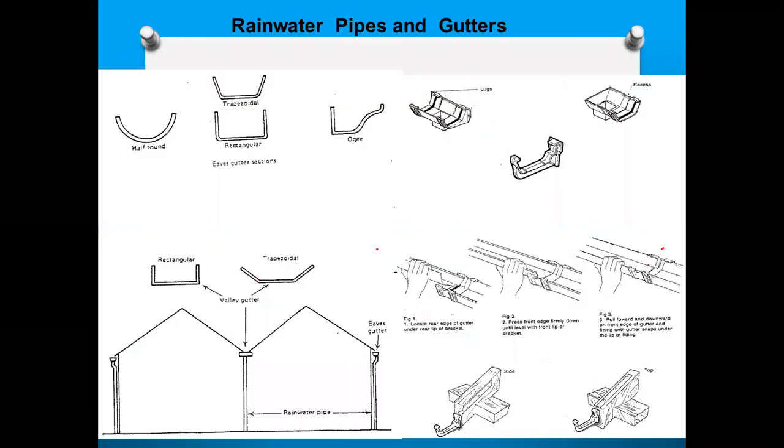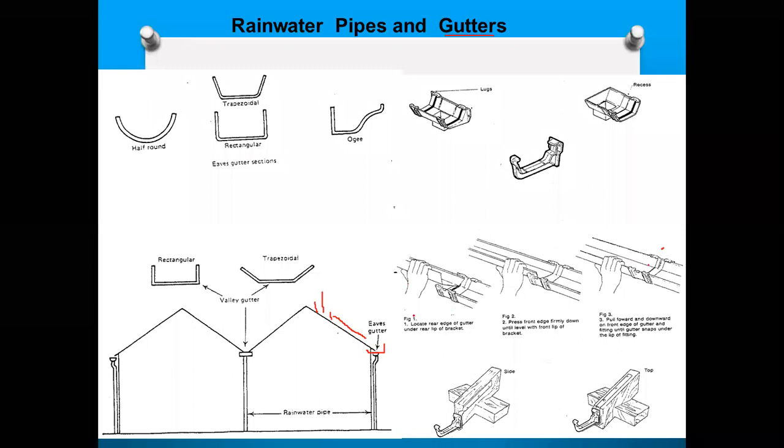Next, rain water pipes and gutters. So gutter ante enti, ikkada untundi gutter. So when you are getting rain water in the rainy season, on the top surface rain padinappudu, the rain water should not fall on the ground, it should fall on the gutter place. So these are gutters, these are the gutters.